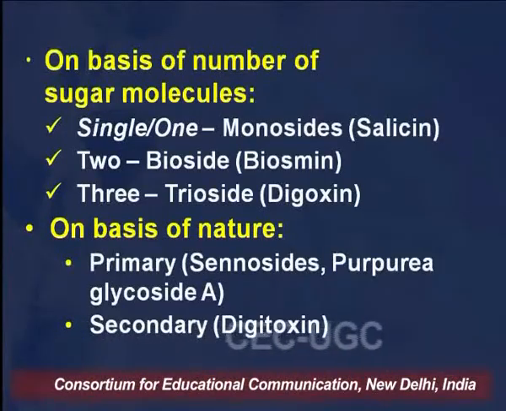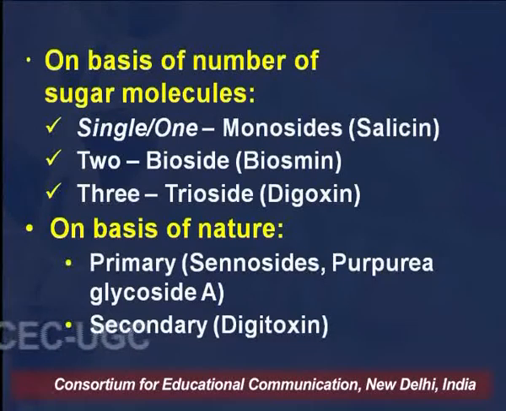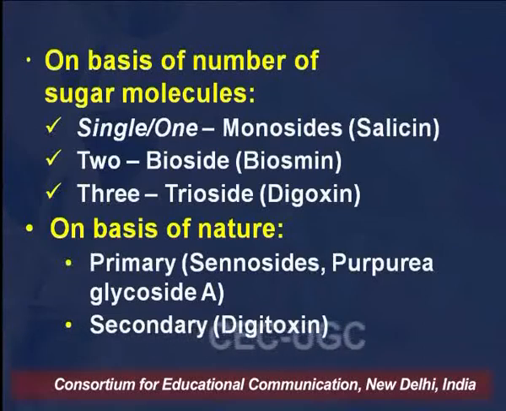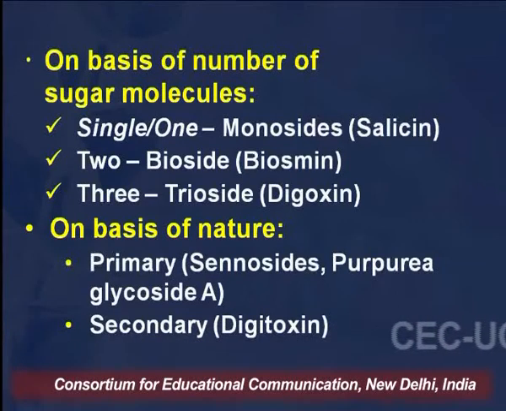Another less prevalent method of classification is on the basis of the nature of the glycoside. On the basis of nature, we can broadly classify glycosides into primary and secondary glycosides. Primary glycosides are those which are present in the plant originally, and examples are sennosides, which are present in senna as I told you, and purpurea glycoside A, which is found in Digitalis purpurea. Whereas secondary glycosides are those produced in the plant by hydrolysis of the primary glycosides with the help of hydrolytic enzymes. A common example of a secondary glycoside is digitoxin.